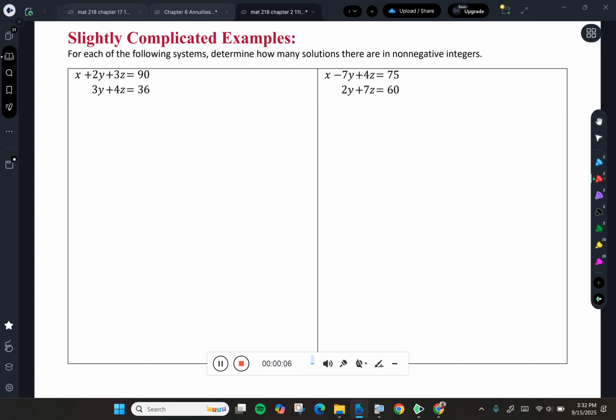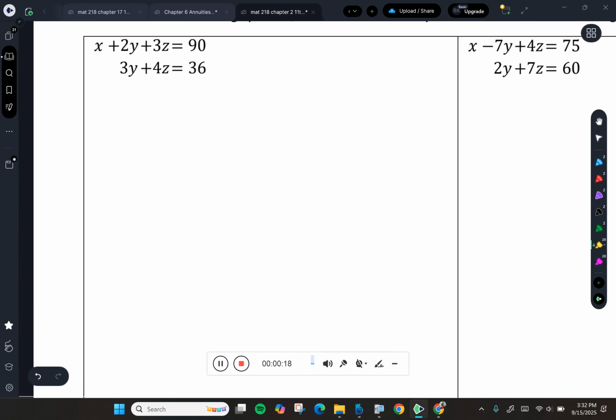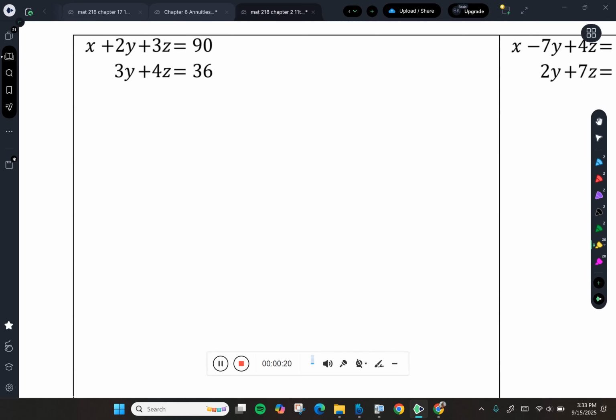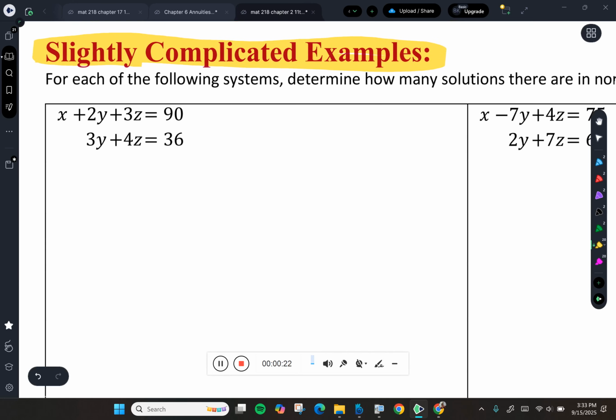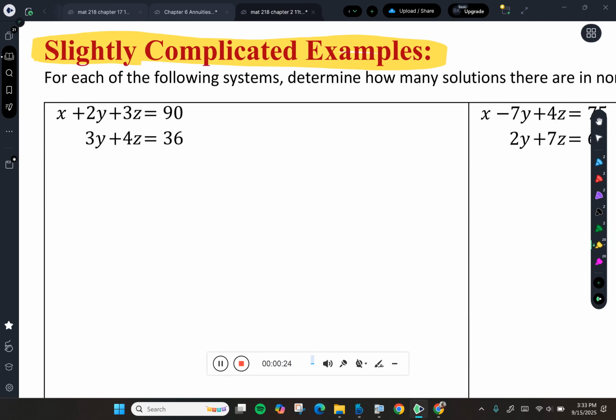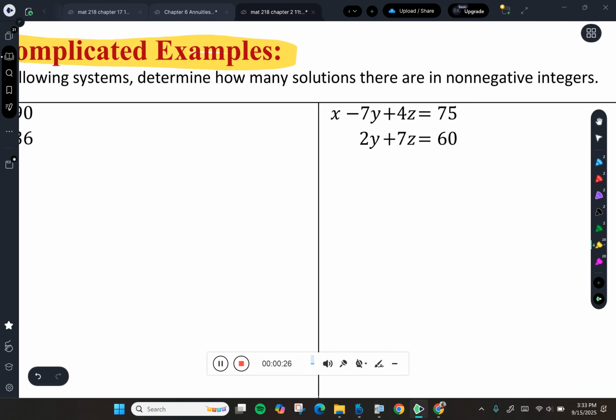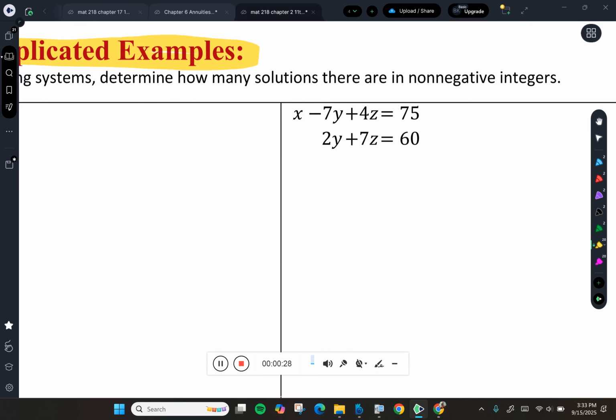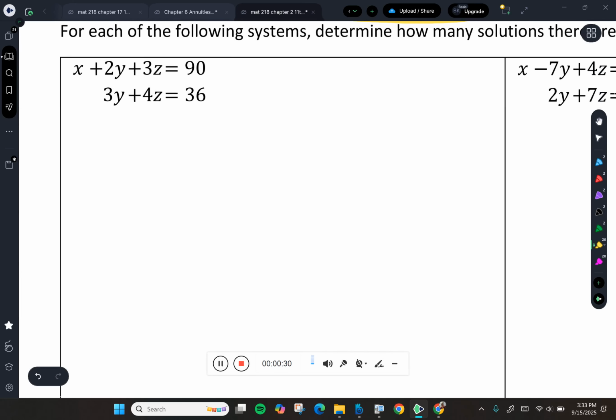So we're going to take a look at some slightly more complicated examples of finding these solutions using the echelon method. I have two of them on here. We'll start with the one on the left, so I'll make this a little bigger so it can take up as much space as possible. Our directions are: for each of the following systems, determine how many solutions there are in the non-negative integers.